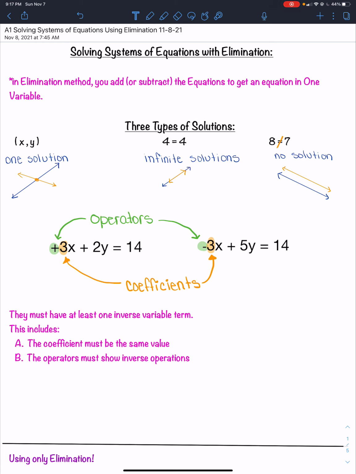When we are looking at elimination, they must have at least one inverse variable term. So one must be a +3, one must be a -3, and it has to have that same variable of x. Okay, so the coefficients must be the same value, and the operators must be inverse operations.